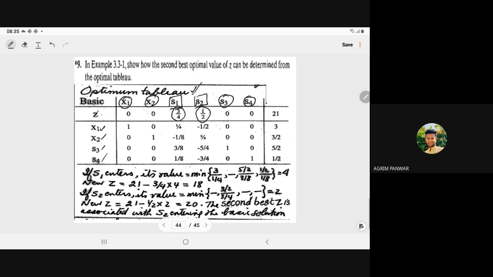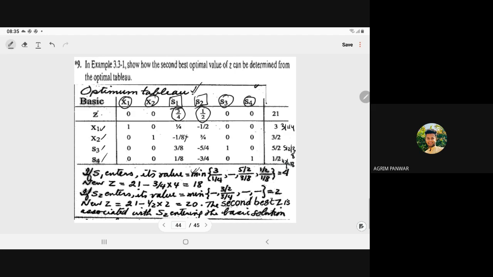If s1 enters, the ratio will become 3 upon 1 by 4. If this ratio is not possible, 5 upon 3 by 8, and this will become 1 by 2 upon 1 by 8. So now we choose which one is the minimum, right?